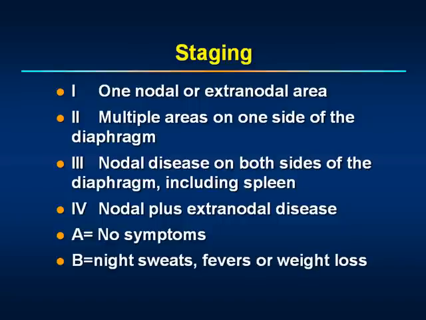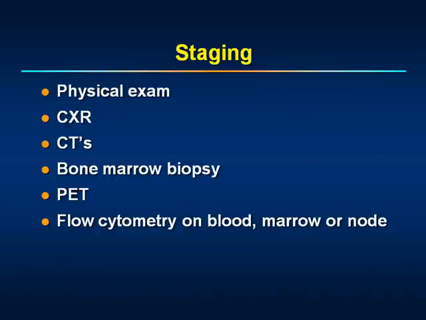A relates to no symptoms, and B are the specific symptoms of night sweats, fevers, or weight loss of greater than 10% in the last 6 months. Now, the first thing we always do is stage the patient so we know how much disease they have. And staging is based upon physical examination, X-ray, CTs, bone marrow biopsies, PET, and flow cytometry on blood, marrow, or nodes.